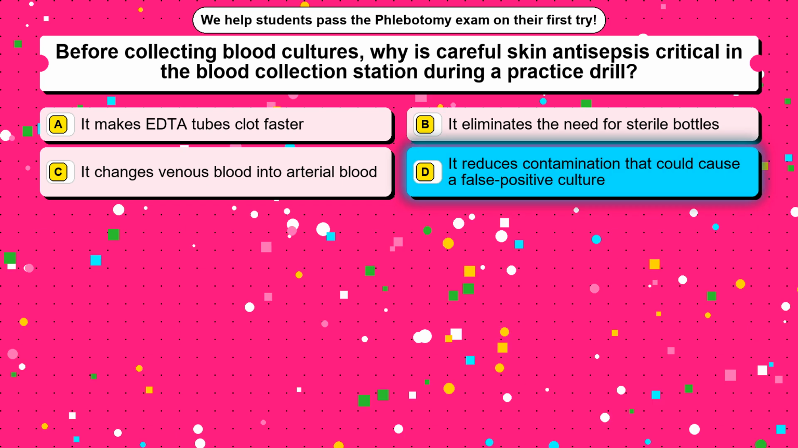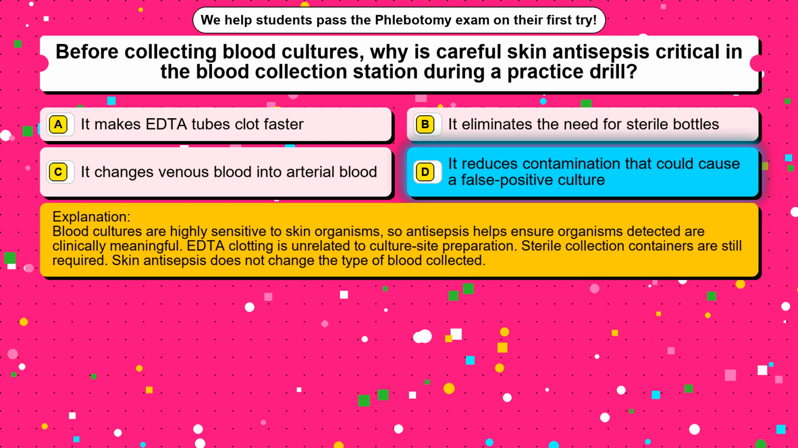The correct answer is option D. It reduces contamination that could cause a false positive culture. Blood cultures are highly sensitive to skin organisms, so antisepsis helps ensure organisms detected are clinically meaningful. EDTA clotting is unrelated to culture site preparation. Sterile collection containers are still required. Skin antisepsis does not change the type of blood collected.